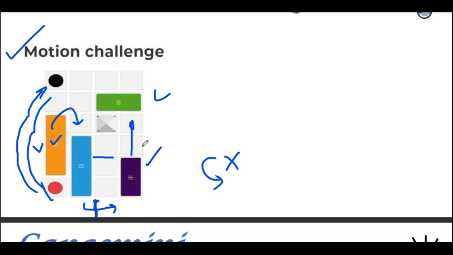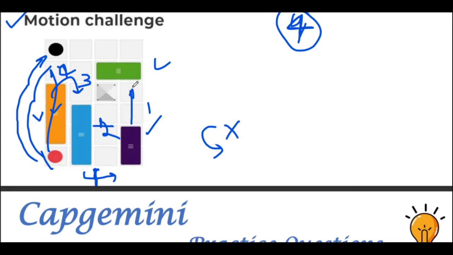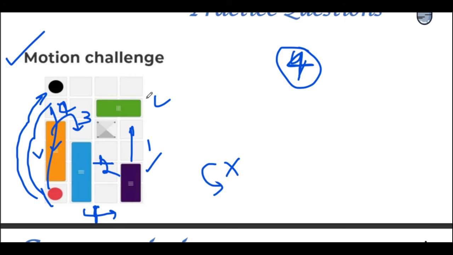So how many steps are we taking? One step, moving this one upward. Second step, shifting this to the left side, right side. Third step, and then directly moving this to here. So it's 4. Total 4 steps we have taken in this problem. So in some cases, it will be asking for the minimum number of steps.